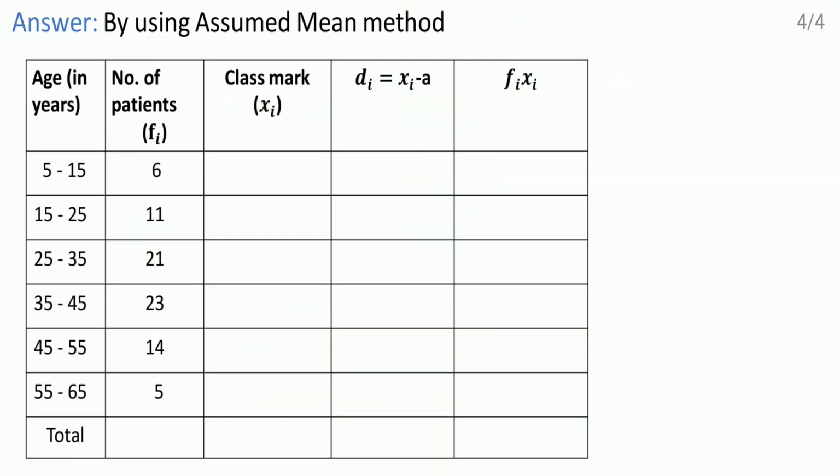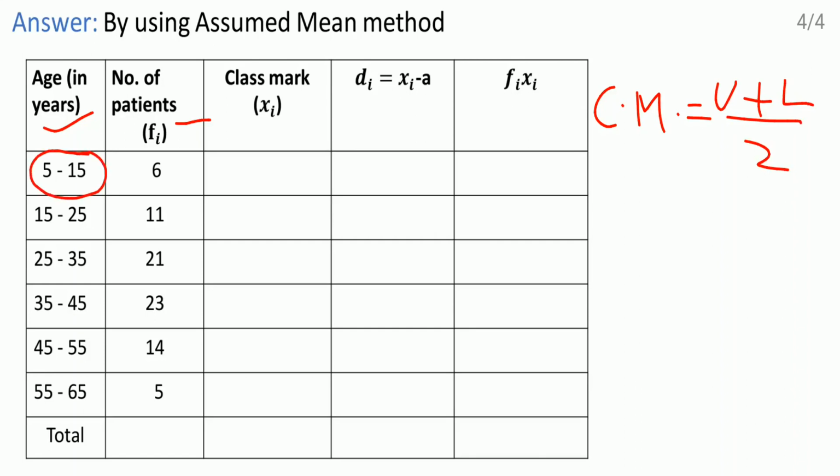Here I have used the assumed mean method. For that, look at the table. First column as it is, number of patients as it is. We'll find out the class mark. Class mark is equal to upper limit plus lower limit divided by 2. Or look at the class intervals and easily you can find out the middle value. So 5 to 15, the middlemost value is 10. For the next column, it is 20, then 30, 40, 50, and 60.